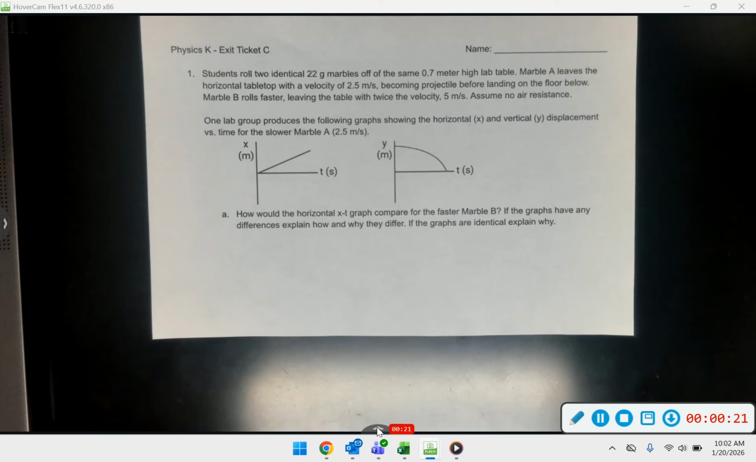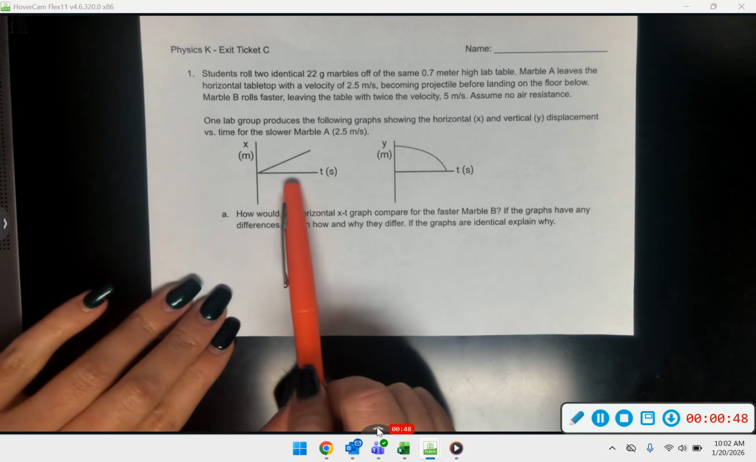table. Marble A leaves the horizontal tabletop with a velocity of 2.5 meters per second, becoming a projectile before landing on the floor below. Marble B rolls faster, leaving the table with twice the velocity, 5 meters per second. Assume no air resistance. One lab group produces the following graphs showing the horizontal and vertical displacement versus time for the slower marble A, 2.5 meters per second.